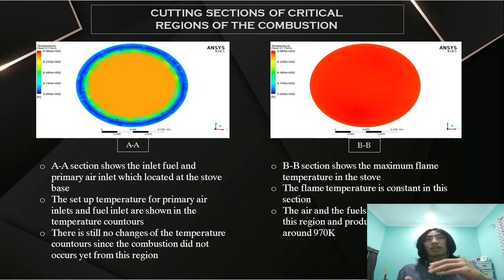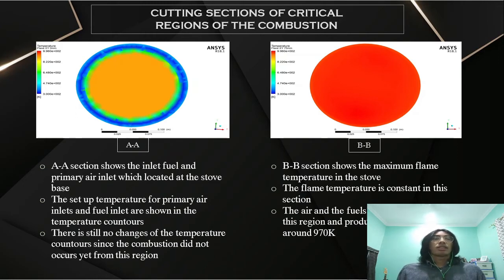So this is why the combustion has occurred at the inlet fuels. That is why, at the inlet fuel regions, the yellow color will proceed to the orange color, which shows the higher temperature. The setup temperatures for the primary air inlet and fuel inlets are shown in the temperature controls.